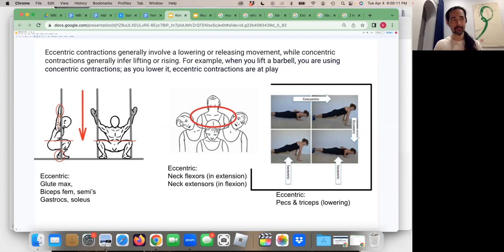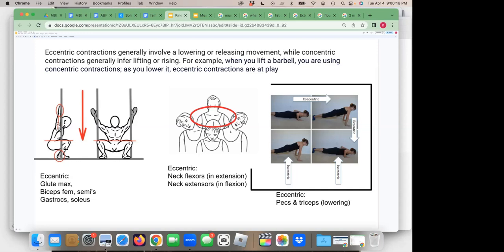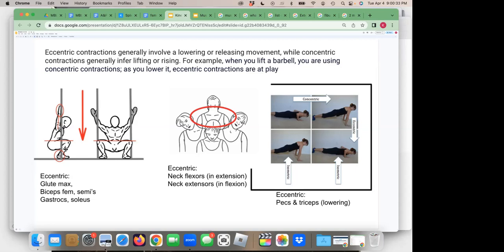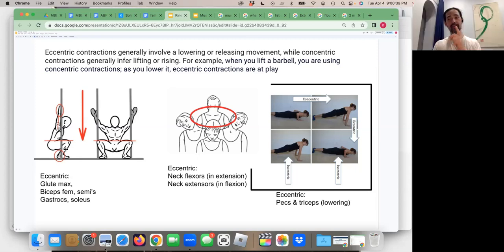Okay, great. And does that make them concentric or eccentric, Mint? When fibers shorten, is that concentric or eccentric? Concentric. Concentric, not eccentric. That's correct.